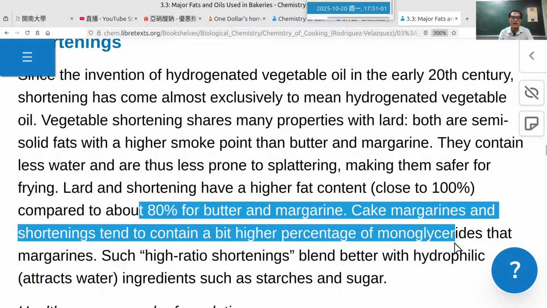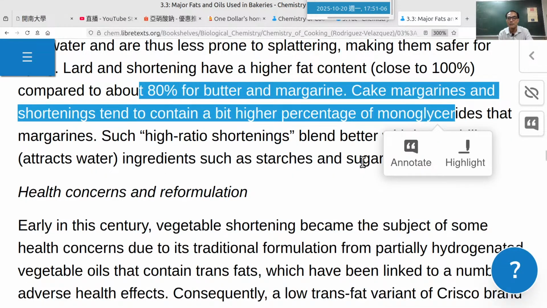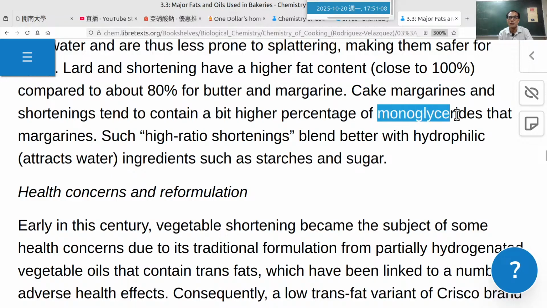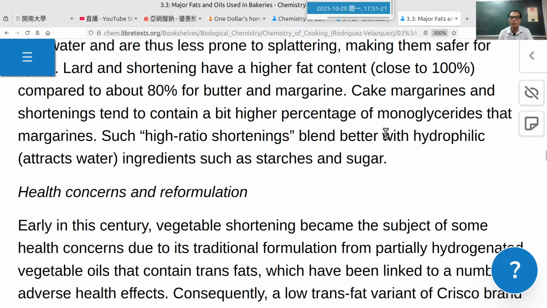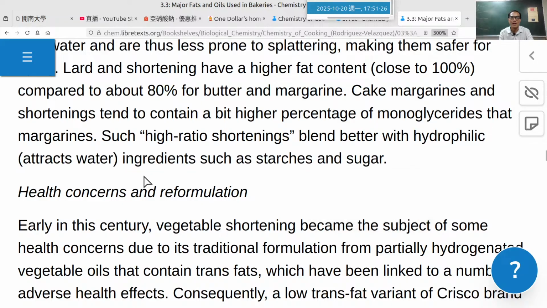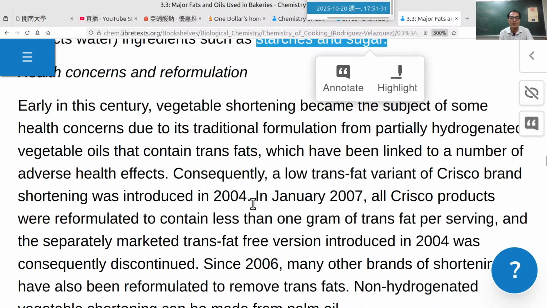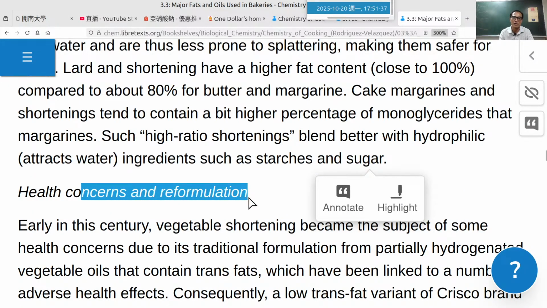Cake margarines and shortenings tend to contain a higher percentage of monoglycerides. Such as high ratio shortenings blend better with hydrophilic ingredients. Hydrophilic means attracting water. Ingredients such as starch and sugar. Okay.